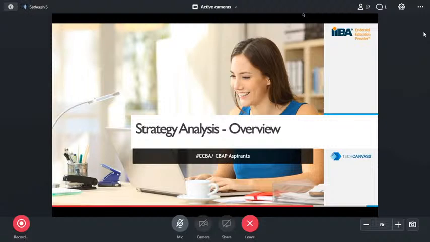Only then you will be able to answer all those scenario based questions and case study based questions which are there in the CBAP examination. So my recommendation for you all is, whenever you start reading any knowledge area in BABOK, start harnessing the power of visualization. So the first pro tip which I would give you is strategy analysis.